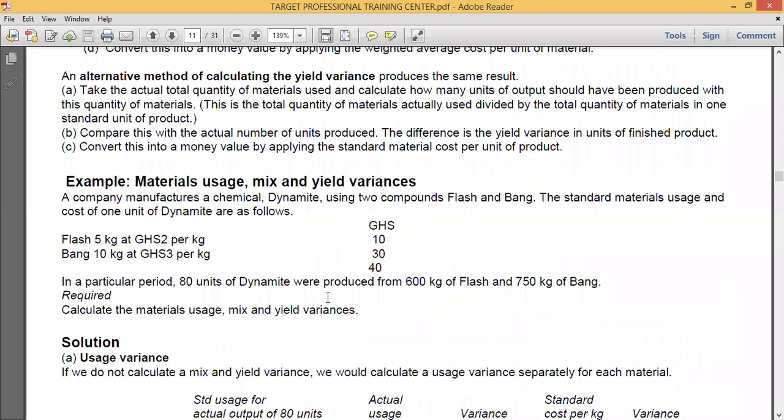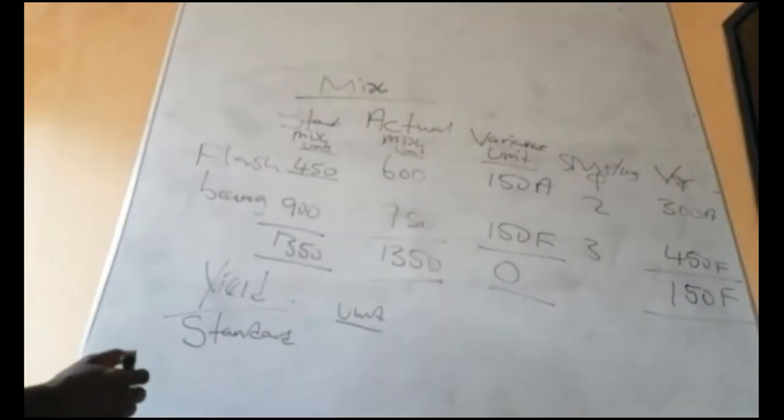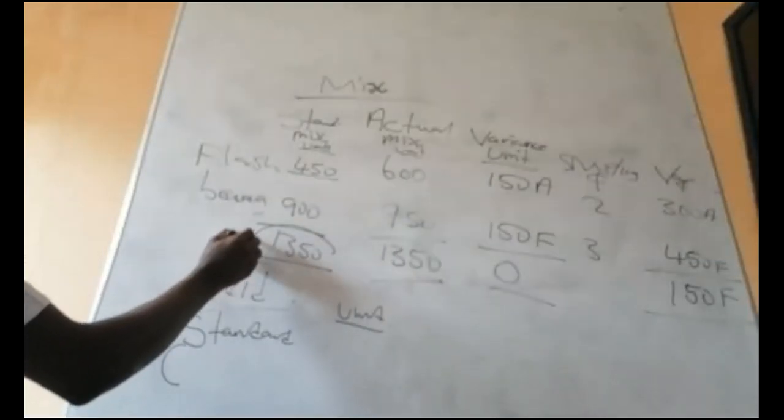Okay, the actual was given to us. Okay, we can get the standard yield. Don't worry at all. We can get it by ourselves if they don't give it to us. So we pick the standard. You pick this figure and you divide it by the total mix. That's where the issue will come in.